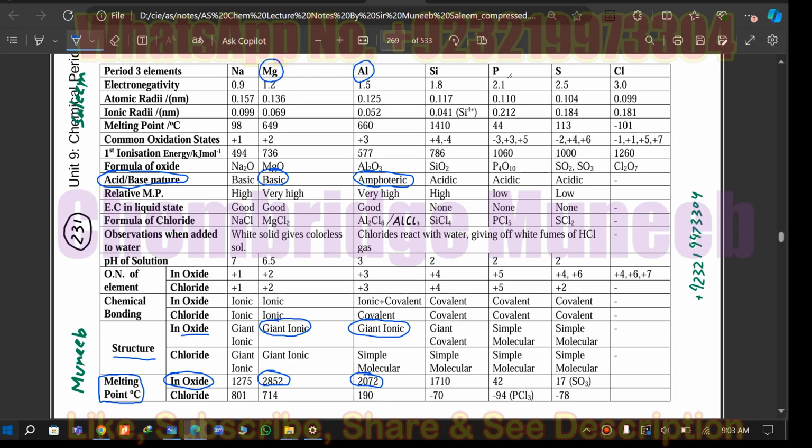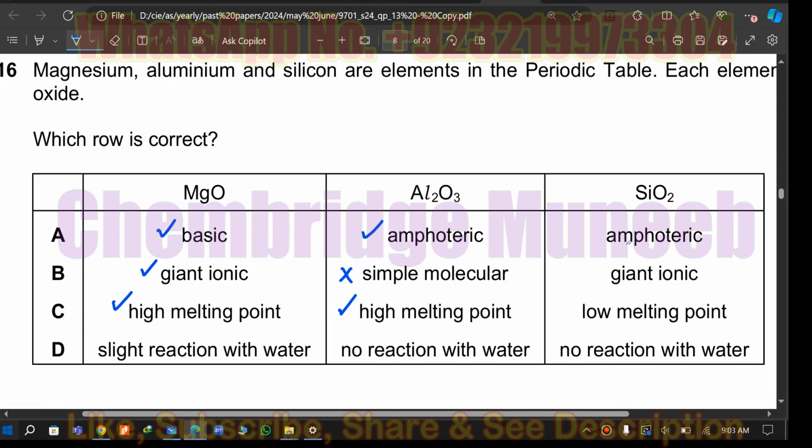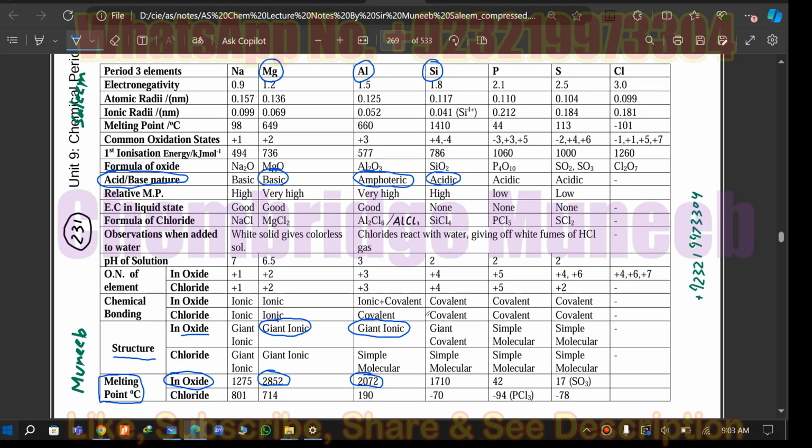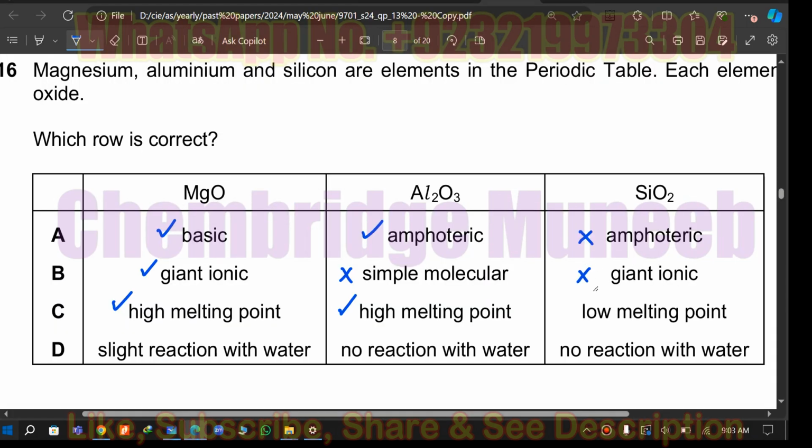Now under the silicon oxide, I have to check its properties. According to its acid-base nature, its property is acidic. However, in this question it is said to be amphoteric, which is incorrect. Now about the structure of silicon dioxide, it says giant ionic, whereas the structure of silicon is giant covalent, not giant ionic. So this giant ionic becomes incorrect.